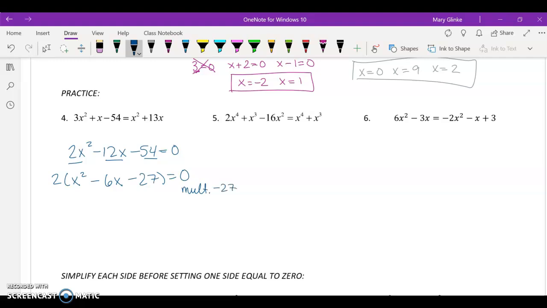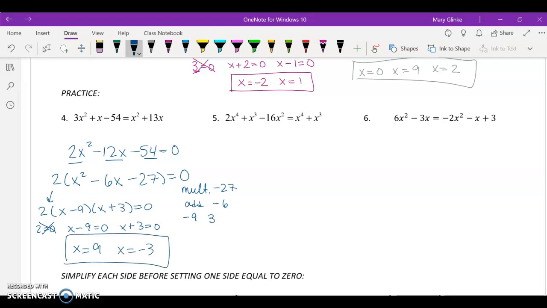Here we're looking for what multiplies to get negative 27 and adds to get negative 6. Your numbers would be negative 9 and 3. So we're going to bring the GCF with, we're going to write x minus 9 and x plus 3, and set each of those parts equal to 0. 2 does not equal 0. That does not give us a solution. So our only answers are x equals 9 and x equals negative 3.